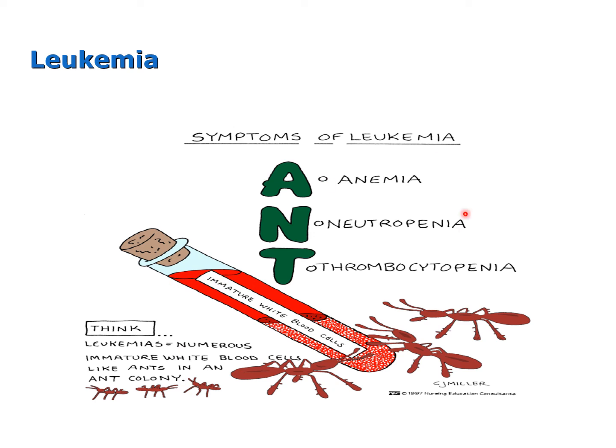So symptoms of leukemia. So you're going to think ANT. So anemia, neutropenia, and thrombocytopenia. So immature white blood cells. So you're thinking leukemia is numerous immature white blood cells, like ants in an ant colony. So this is just one way that you can think of this as well.